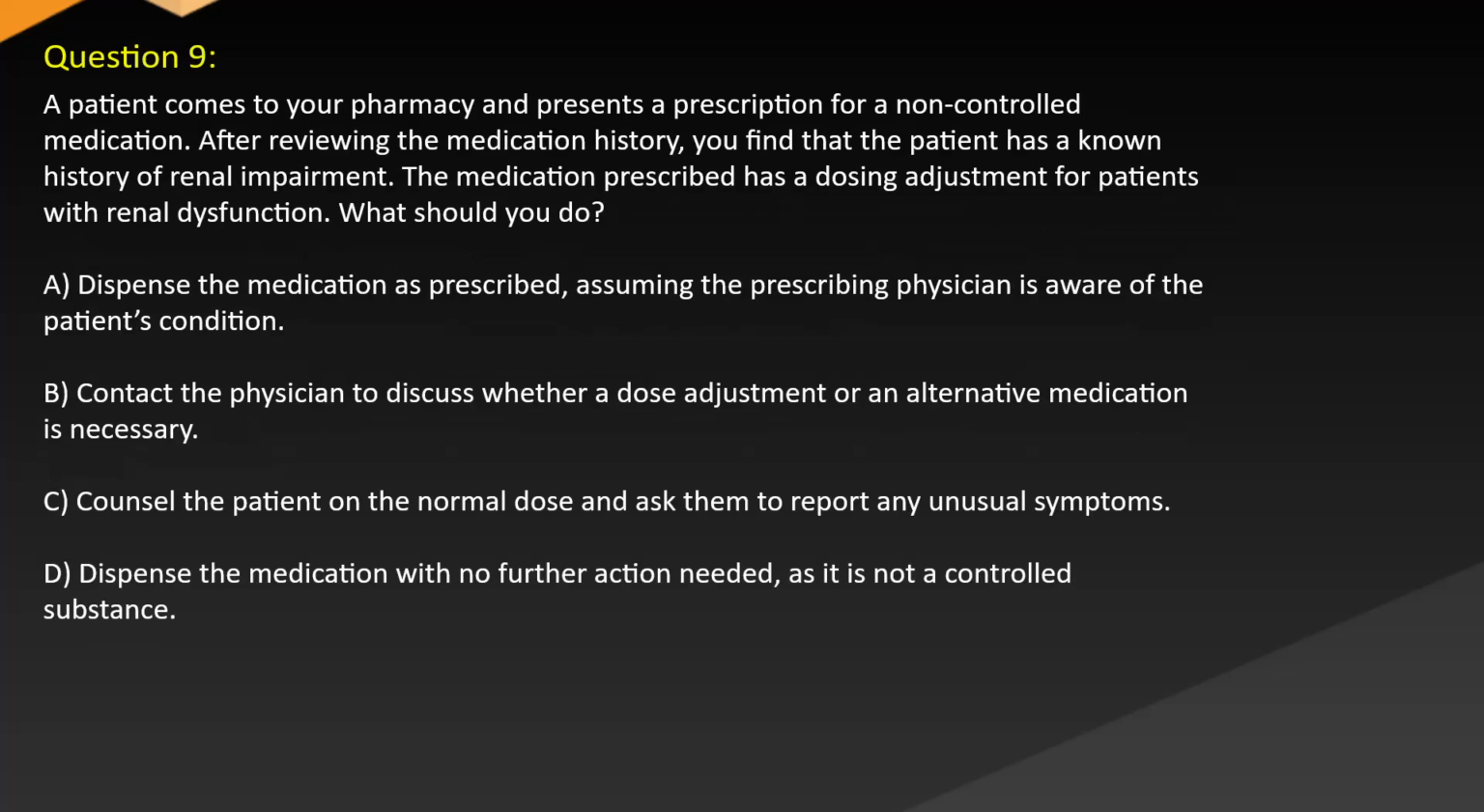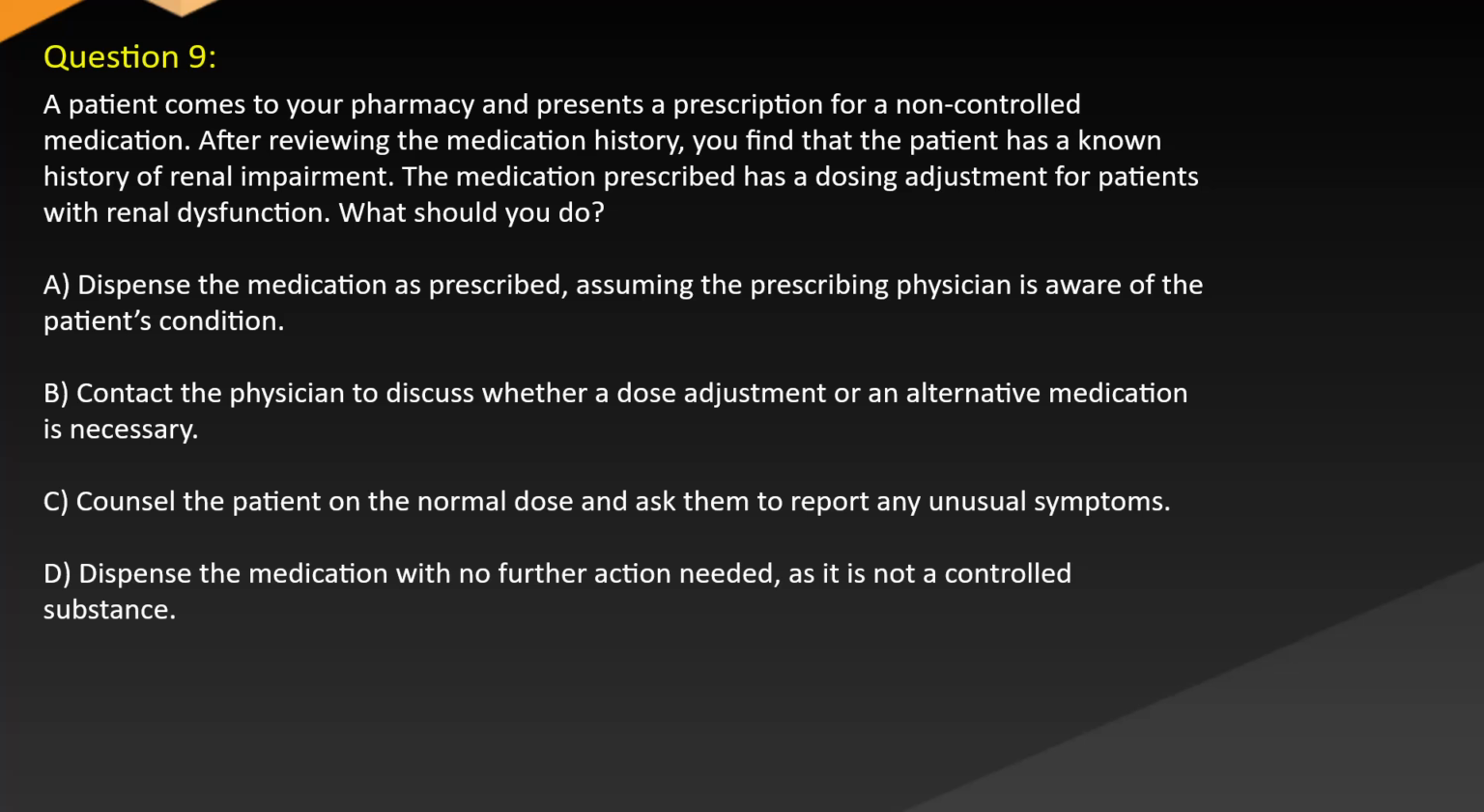Question 9. A patient comes to your pharmacy and presents a prescription for a non-controlled medication. After reviewing the medication history, you find that the patient has a known history of renal impairment. The medication prescribed has a dosing adjustment for patients with renal dysfunction. What should you do?